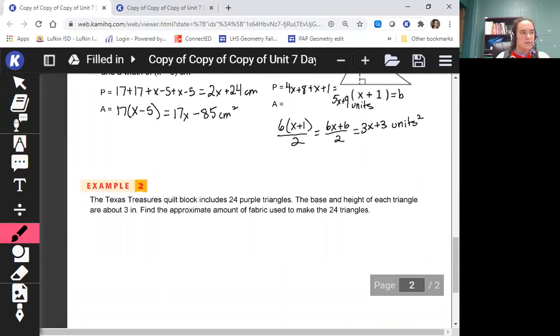And our last one on the notes, the Texas Treasures quilt block includes 24 purple triangles. The base and height of each triangle are about 3 inches. Find the approximate amount of fabric used to make the 24 triangles. Okay, so we are looking at 24 triangles and trying to figure out how much fabric it would take to make those triangles. So we know that each triangle has a base and height of 3 inches. So we're going to find the area of one triangle.